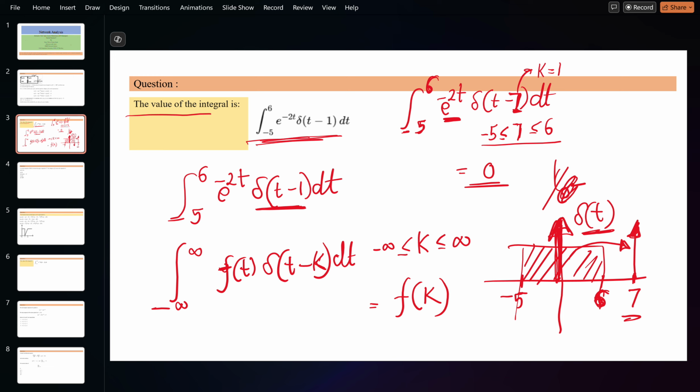Just remember this theorem: the integral of f(t) delta of t minus k dt, if k is in between minus infinity to infinity, it will become f(k). And if k is not lying in the range for which the integral is given, it will become 0.